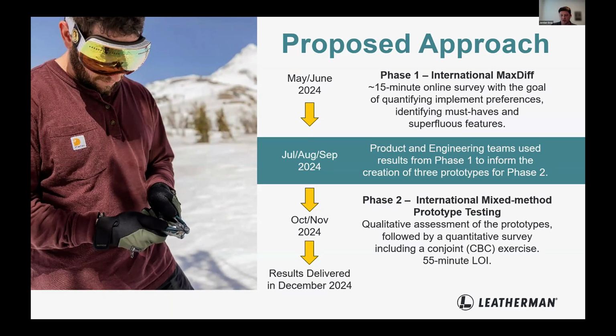And then phase 2 of the research is the international mixed method prototype testing. And this was a really interesting method. We combined qualitative and quantitative methodologies in that we conducted focus groups. The participants were able to interact with the multi-tools, with the prototypes, and then they actually moved on to a survey, including a conjoint exercise within the same 55-minute interview. So we had the ability to capture that kind of firsthand assessment from the participants.